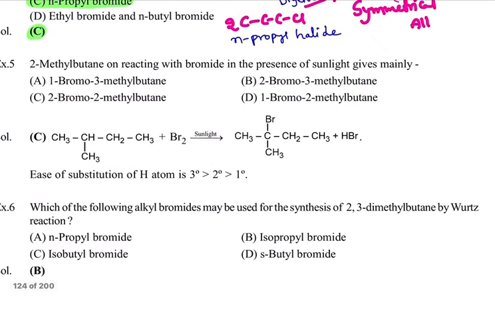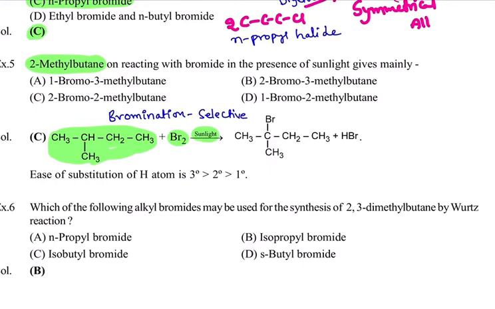Next, 2-methyl butane. Once you see the structure given, 2-methyl butane is this one. When it undergoes bromination, on reaction with bromine in the presence of sunlight, very important, bromination is selective. Selectivity means bromine will go directly towards the stable radical. Tertiary radical is stable, so it will attack at this position.